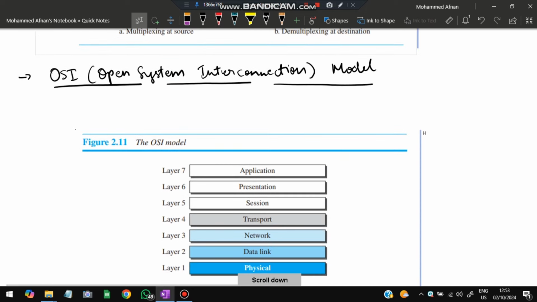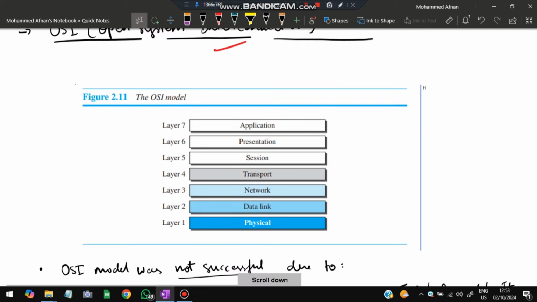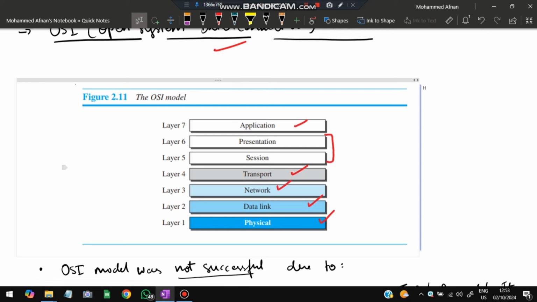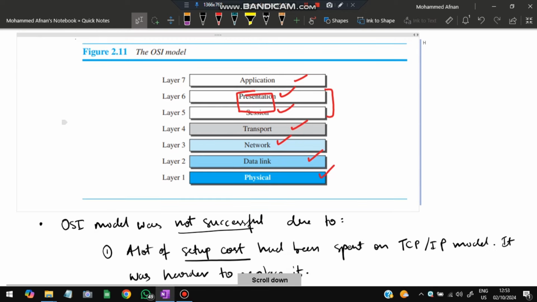Next, we have a similar kind of model, Open Systems Interconnection, also known as the OSI model. In the OSI model, what happens? Everything is the same, except that the presentation and session layers are different. If you observe carefully, physical was there, data link was there, network was there, transport was there, application was there. The addition is the presentation and session layer. But if you ask me what the presentation layer and session layer do, and what the protocols are, that is not totally defined, and that is the main reason why it was not successful.